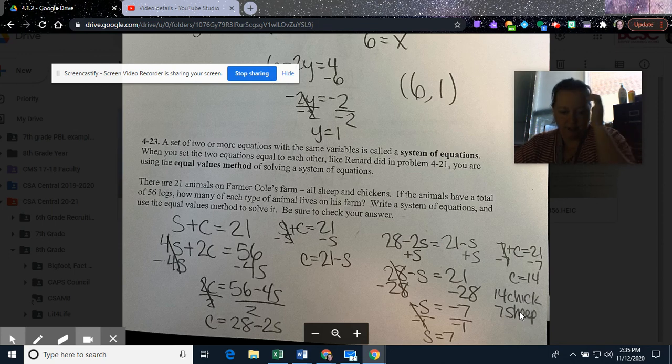Then you can check your answers. If you have 7 sheep, 7 plus what gives you 21? It'll be 14. You could also plug that in here and you will see that that makes it a true statement. 4 times 7 is 28. 2 times 14 is 28. 28 plus 28 is 56.